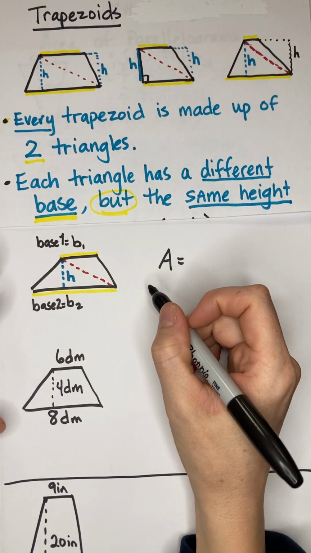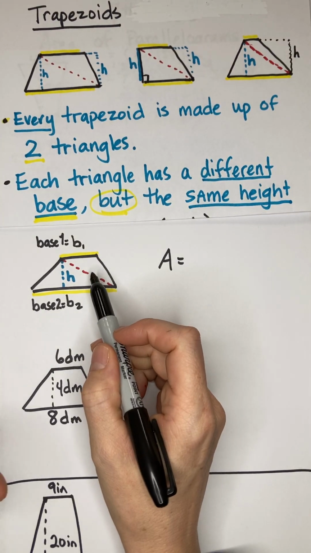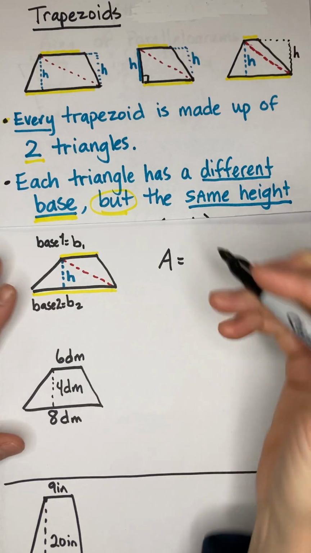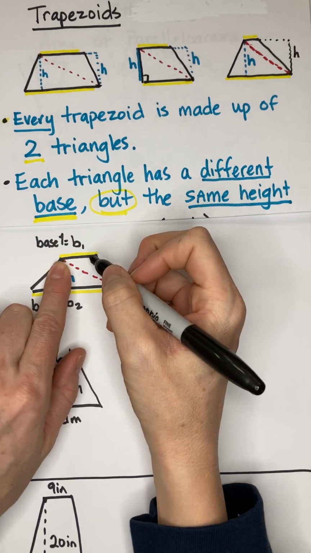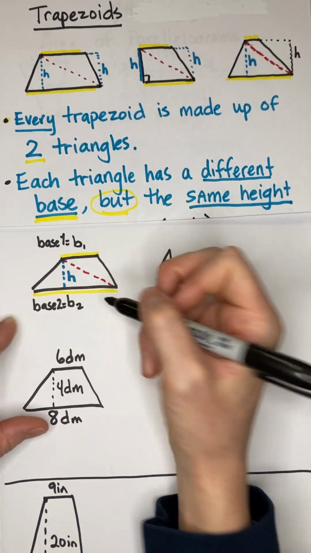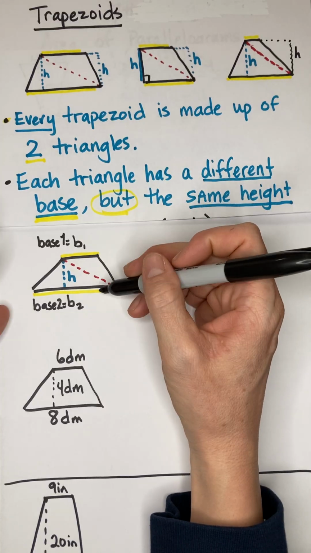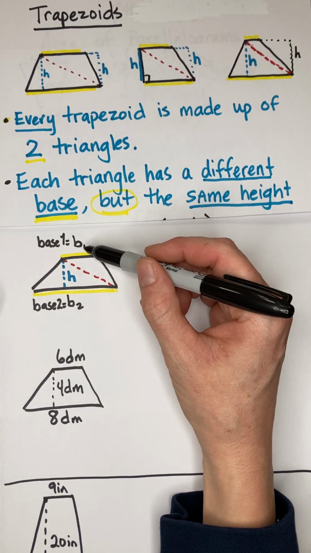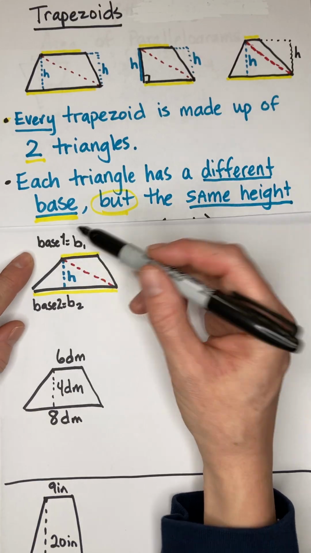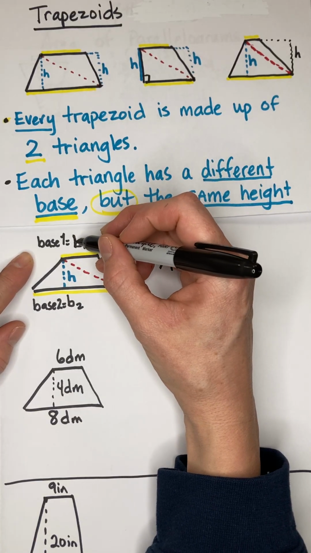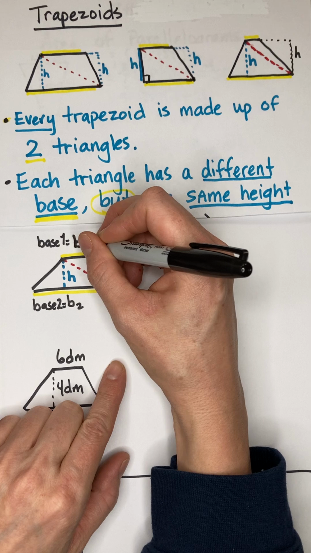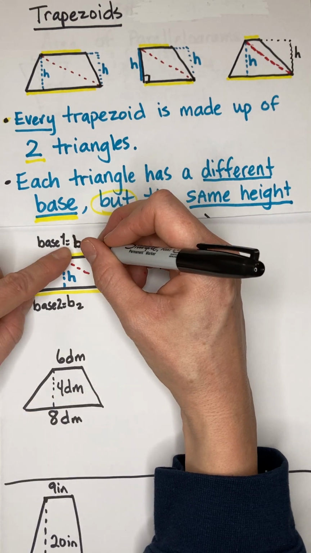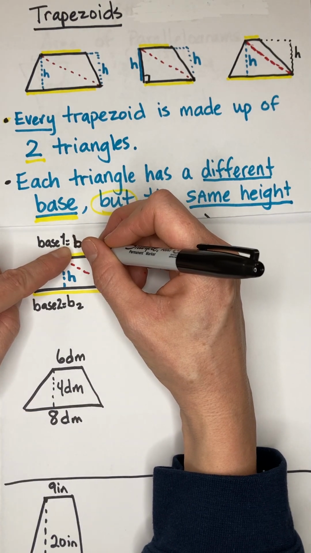Okay, so now that we know we have 2 triangles in each trapezoid, let's go ahead and use that information to get our formula. So we have a base for this one and a base for this one. In math, when we have 2 things that are the same but different and we just want to count them, we use something called a subscript. So base 1, we want to call it B because that's the letter we use for base, and it's the first base. So we put a subscript down here, a small 1 down in the bottom right corner.